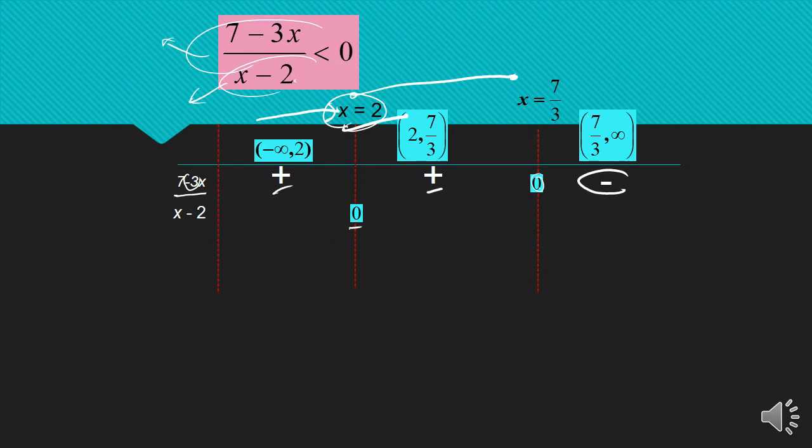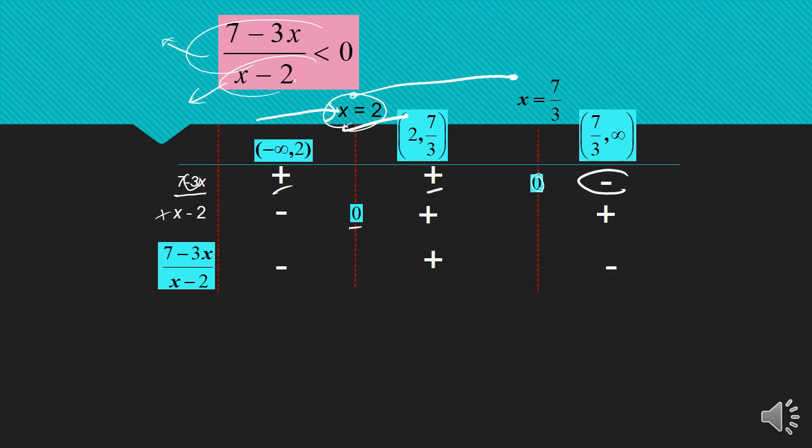And then for x minus 2, the right side of the dot will be positive. Why? Because the coefficient of x is positive. So the left hand side of the dot will be negative. Okay, so the division between these two factors is the same as the multiplication in quadratic. So positive divided by negative will be negative. Positive divided by positive will be positive. Negative divided by positive will be negative.